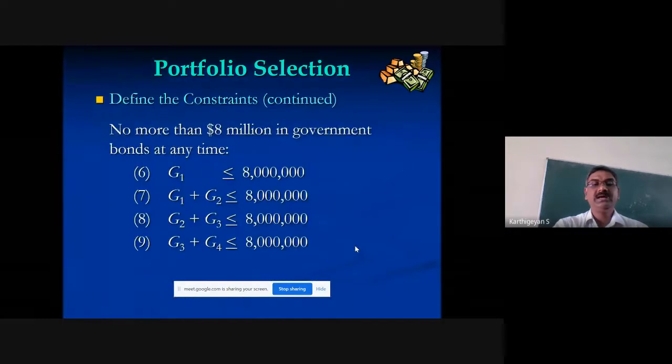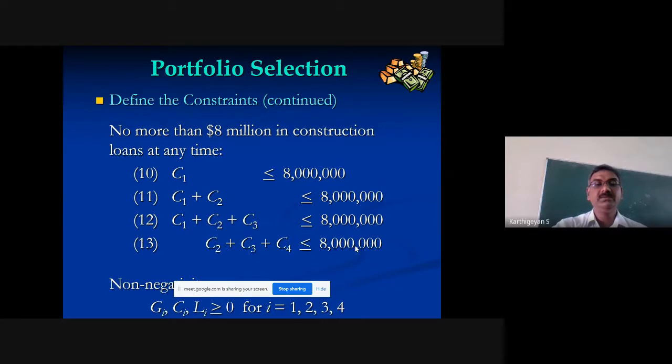Then after the formulation, there is another constraint given at the end of the problem: no more than 8 million in government bonds at any time. The government bonds are represented by G1 to G4, so each should not exceed $8 million. Therefore, these are four more constraints, on top of the 5 constraints already included. So totally 9 constraints and 12 variables.